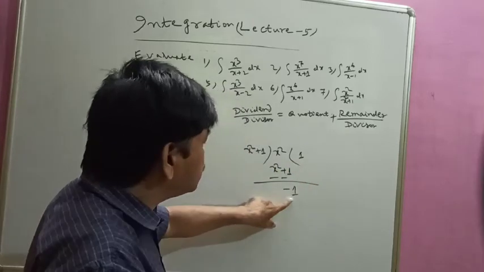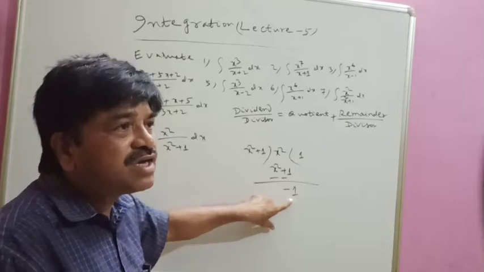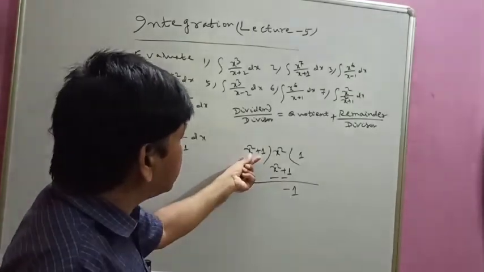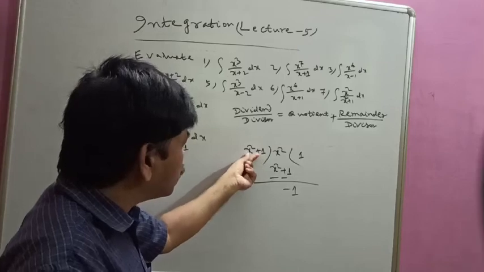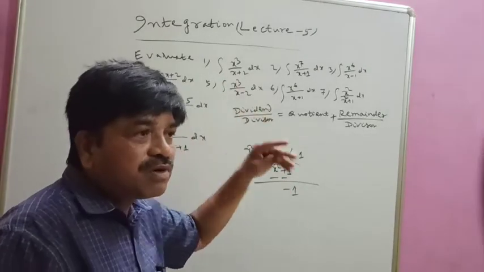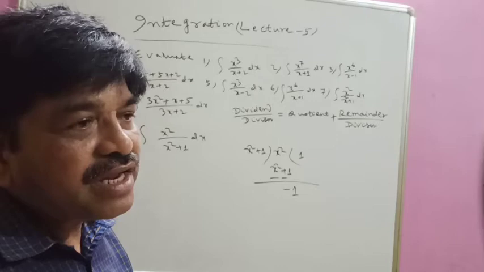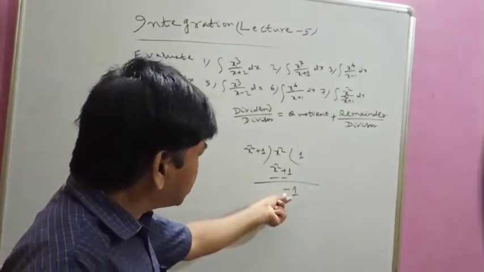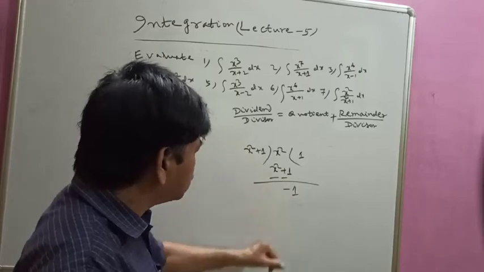Now see what the remainder is. The remainder is minus 1. What is its degree? 0. So the degree of the remainder is less than the degree of the divisor, because the degree of the divisor is 2. So here you stop. In the previous problem we continued the division till the degree of the remainder was less than the degree of the divisor, but here in the first step the degree of the remainder is already less than the degree of the divisor. So you stop here.